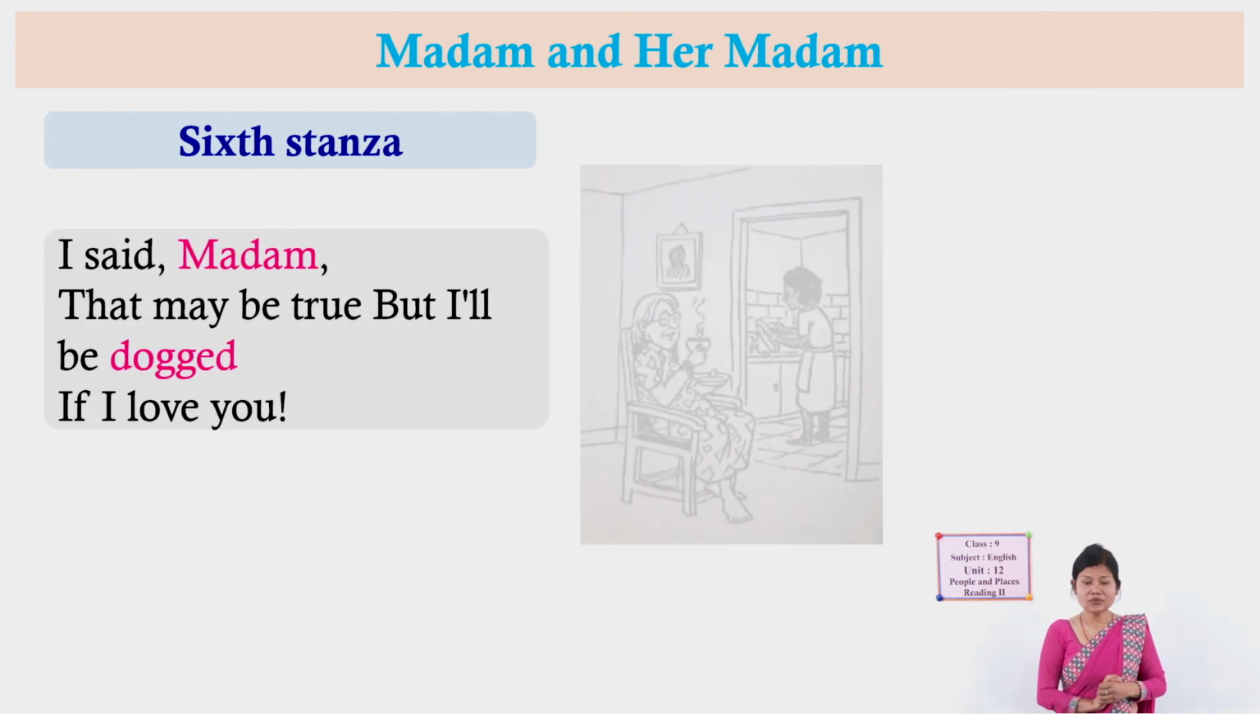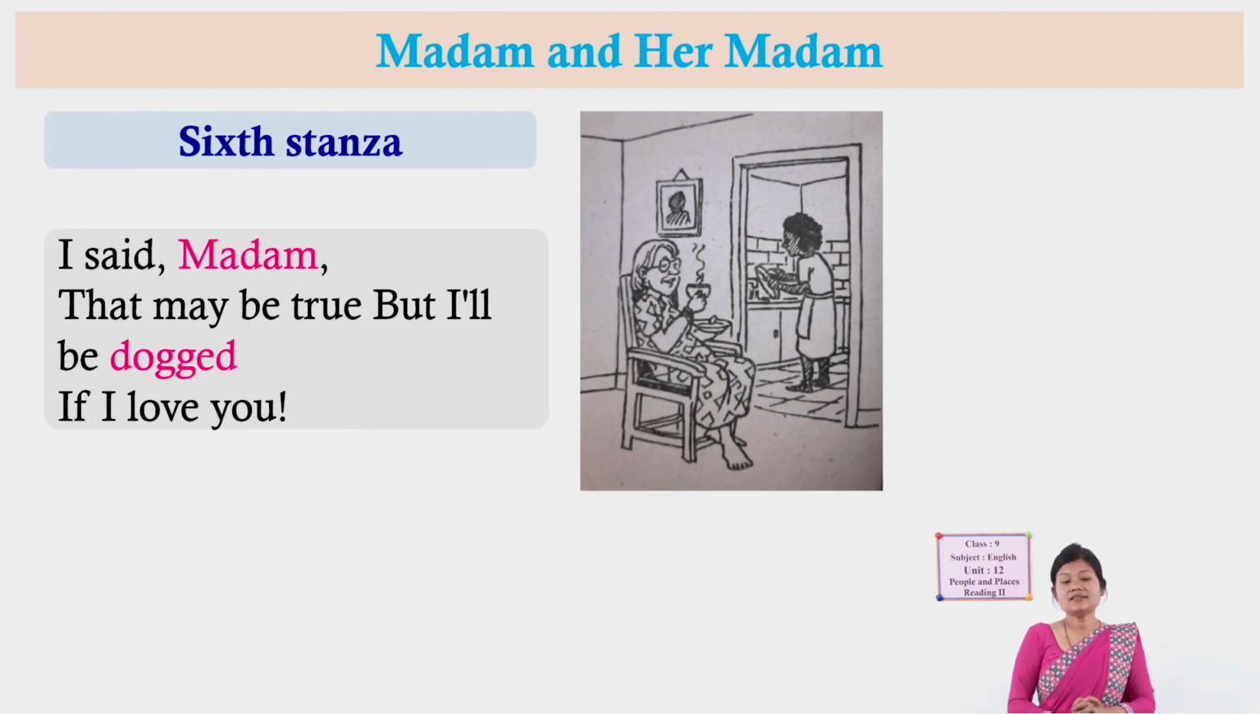And the sixth stanza, which is the last stanza of the poem: I said, madam, that may be true, but I will be dogged if I love you. This is the stanza which contains the main theme of this poem. And who might have told this, dear students, can you guess? Very good, this is told by Alberta, the servant, in response to madam's speech. And what does she say here? Yes madam, you may love me, that may be true, but if I love you, I will be dogged.